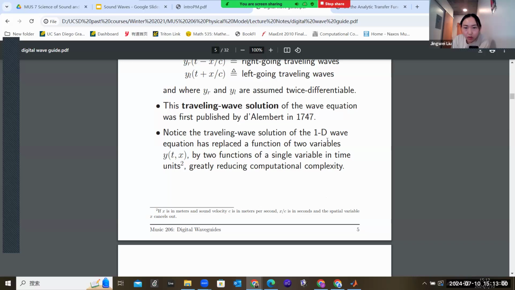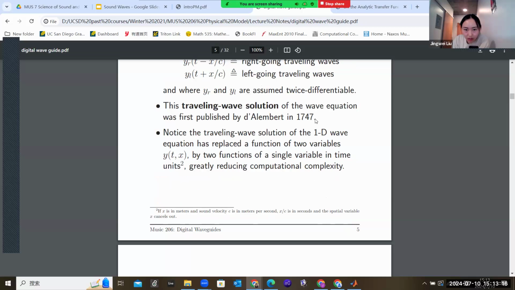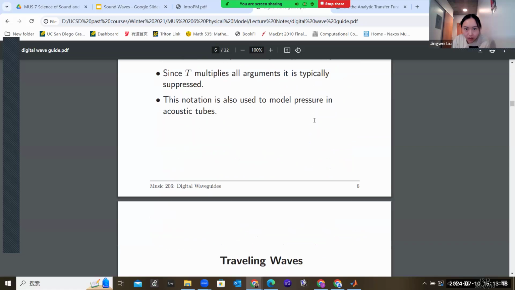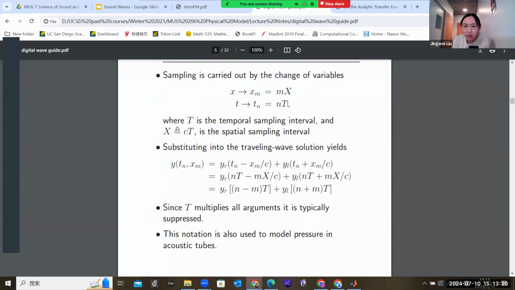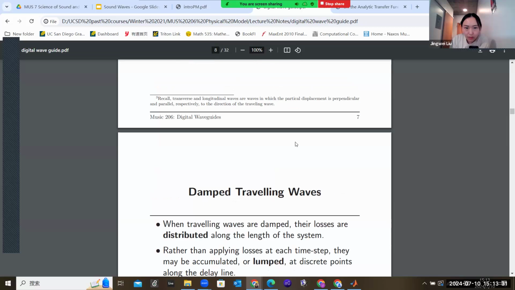Notice the traveling wave solution of the 1D wave equation has replaced a function of two variables by two functions of a single variable in time units. So this is the change of variable. Sampling the traveling wave only means you make the continuous wave discrete. This is the sampling, which is not very important.